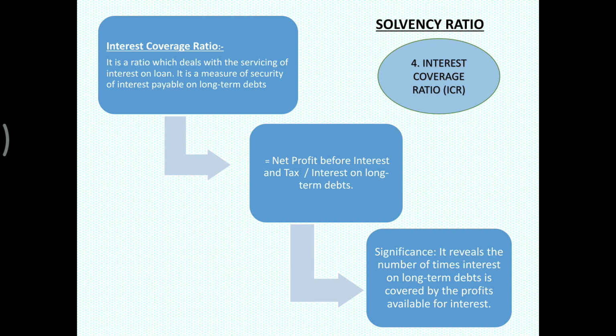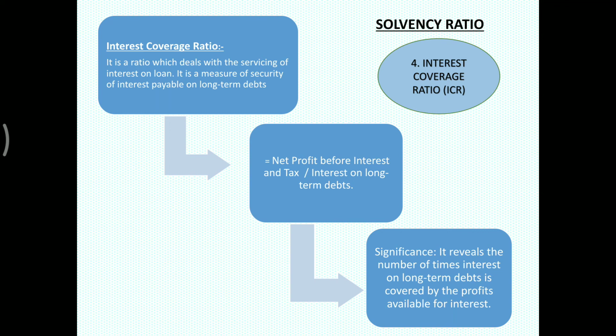For the calculation of this, organizations take profit before interest and tax divided by interest on long-term debts. So for example, you can take here, say the organization has earned a profit before interest and tax of 1 lakh, and its interest on long-term loan is 10,000. So it has 10 times coverage, it can provide 10 times.